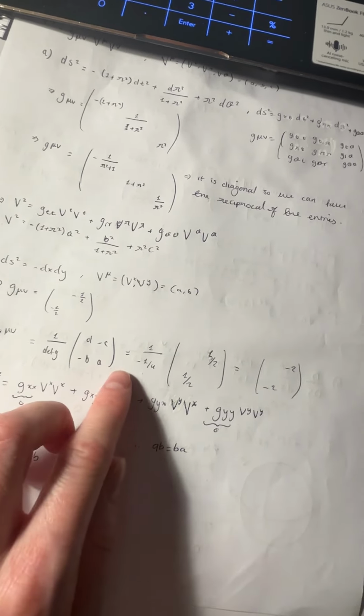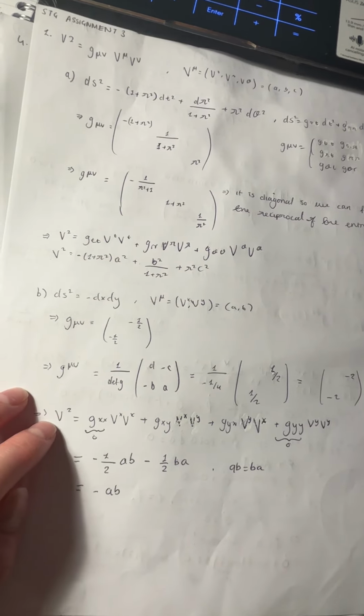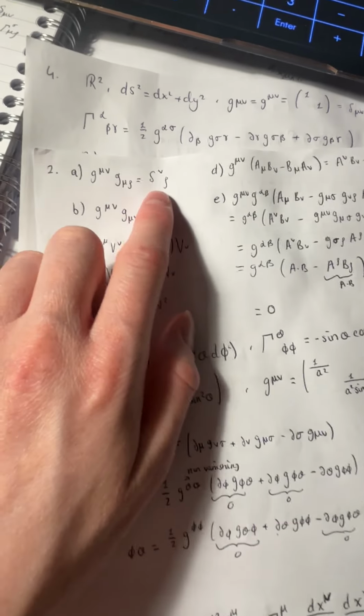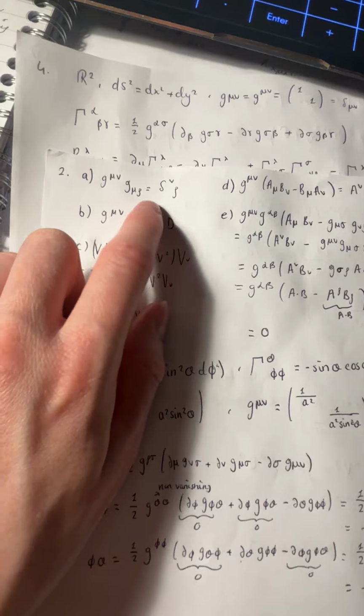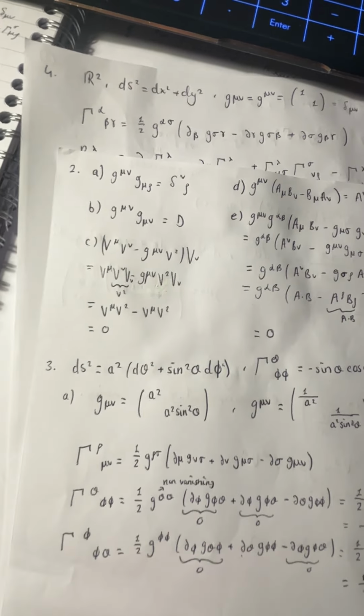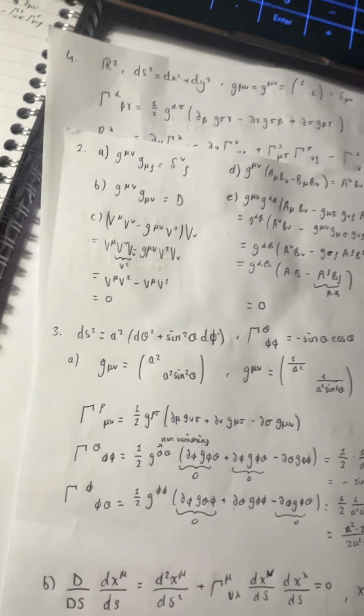The inverse metric is as follows, and we get that. And now we compute v squared, same procedure again, just there. And then for question 2, part A, this is essentially the Kronecker delta with the free indices. There's no free indices, so it's just a trace of the Kronecker delta in d dimensions, where d is the dimension of the manifold.